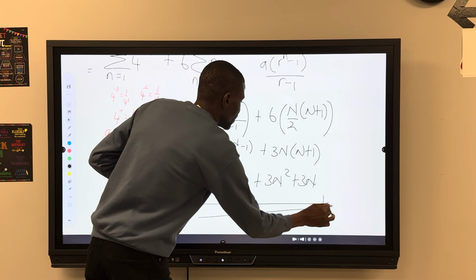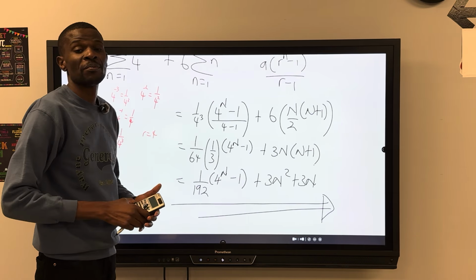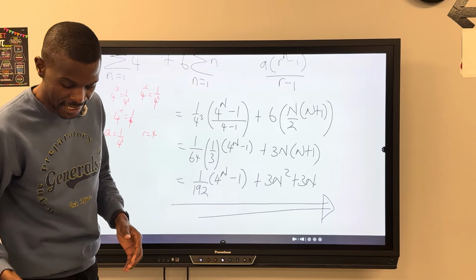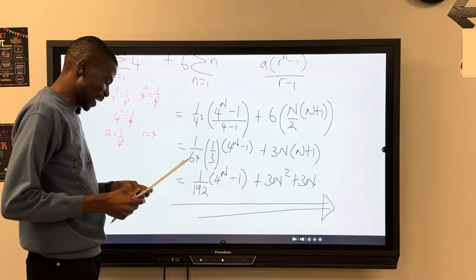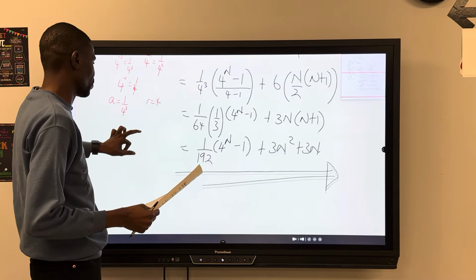So this, because we cannot combine those two. So this is the sum of the first n terms of that given series. Right, so we are done with part A. Let's move on to part B of this question.